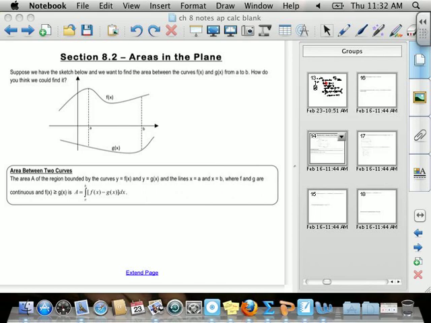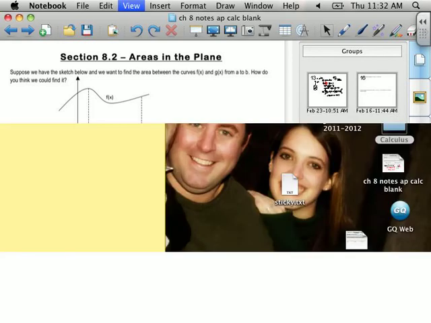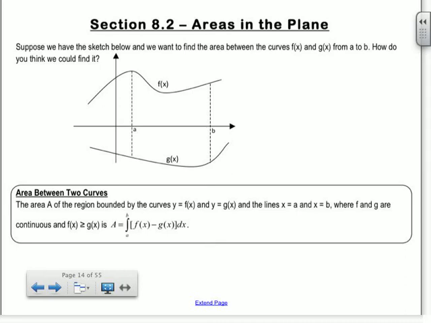All right, section 8.2 is on areas in the plane. So we talked a little bit about areas before. We haven't talked much about when a curve goes below the axis or anything, so we're going to be doing these types of things in this section. So suppose we have the sketch below, and we want to find the area between the curves f of x and g of x from A to B.